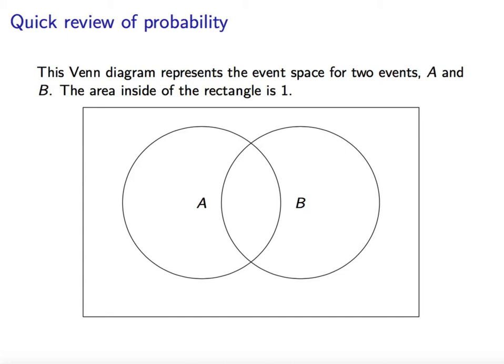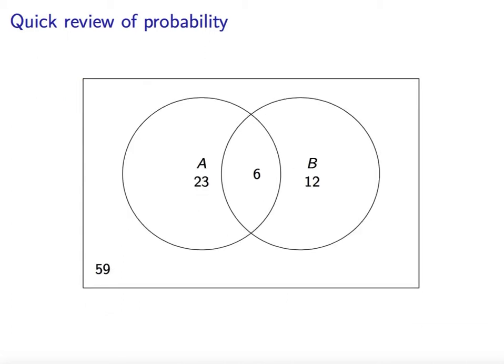Let's go ahead and add some numbers that represent the probability of observing these different outcomes. So let's say that on average, out of every 100 trials, A happens without B 23 times. B happens without A 12 times. A and B both happen 6 times, leaving 59 trials where neither A nor B occurred.